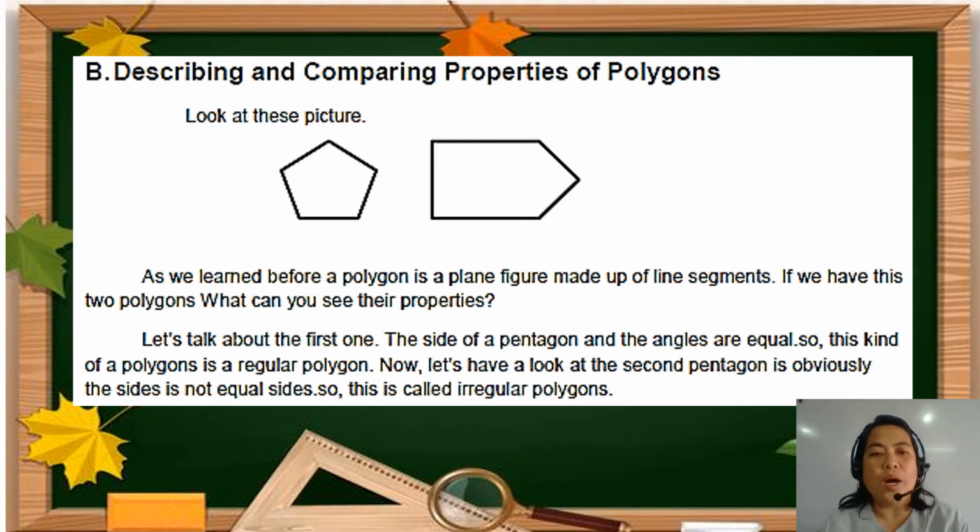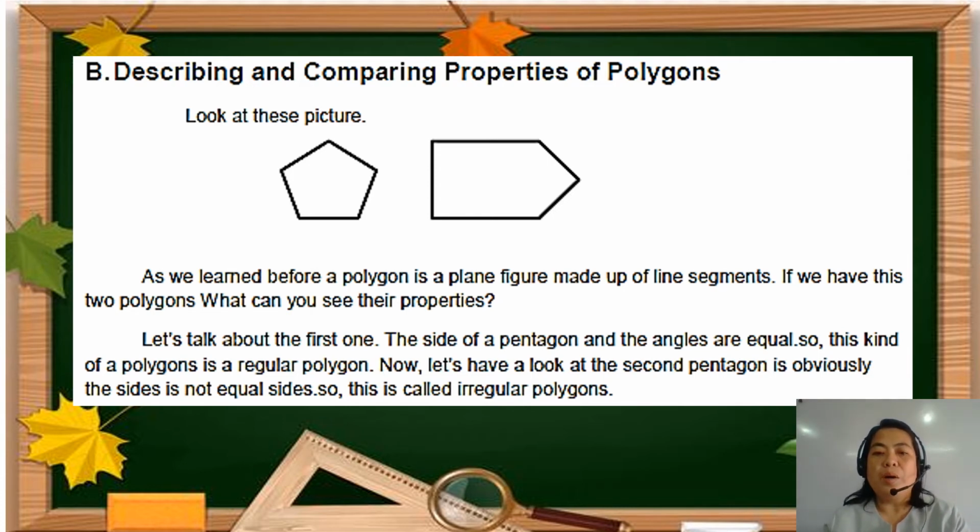So ang figure 1, tanawa, pareha ang iyang matag sides. Equal sila, pareha sila ang measurement. Pareha pod ang kadako sa iyang angle. So gitawag siya og regular polygon.